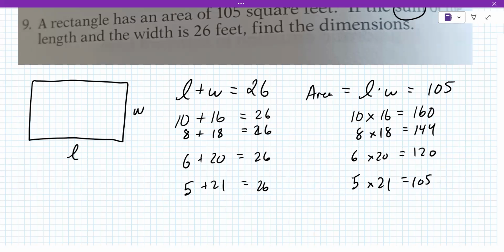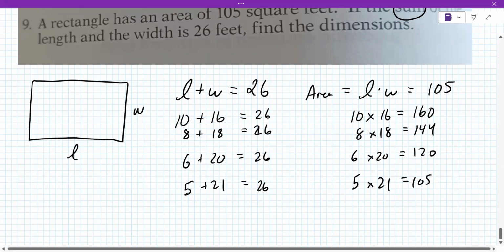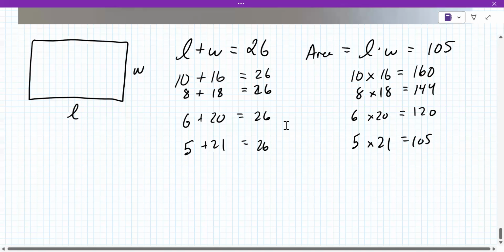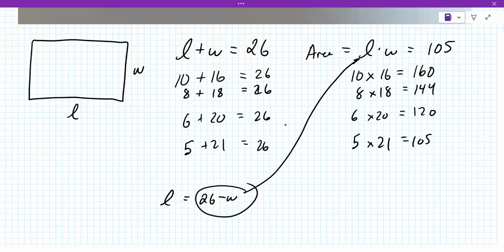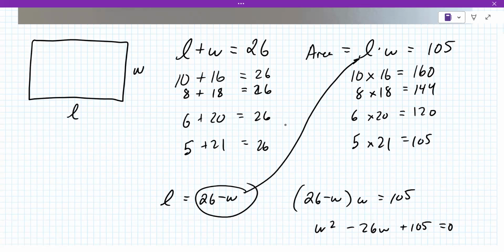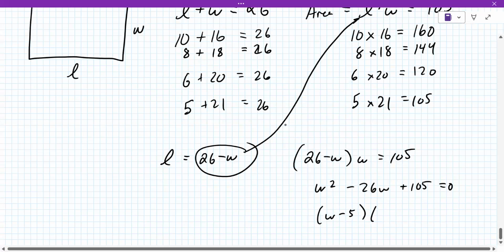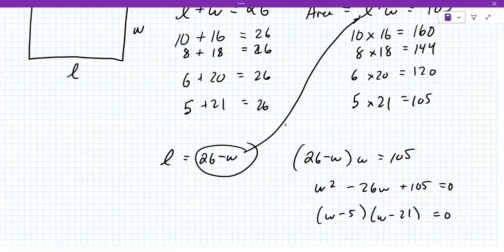Now I want to leave you with the correct way to do this, because while this is correct, I think they wanted it done slightly differently. L ends up equaling 26 minus W. And then you put this back in here. So it's 26 minus W times W equals 105. And this ends up being W squared minus 26W plus 105 equals 0. And that factors to W minus 5 times W minus 21 equals 0.